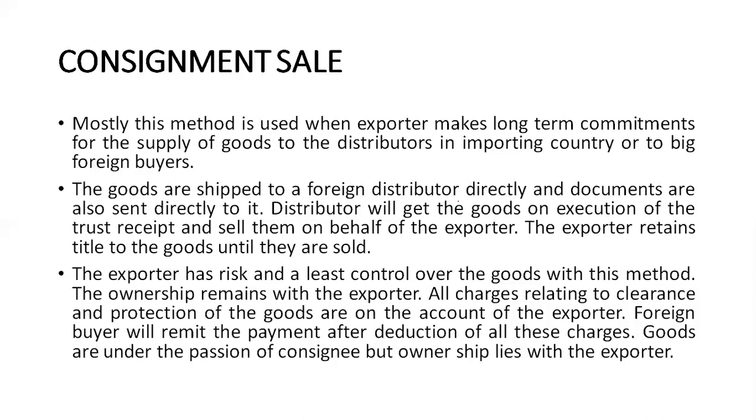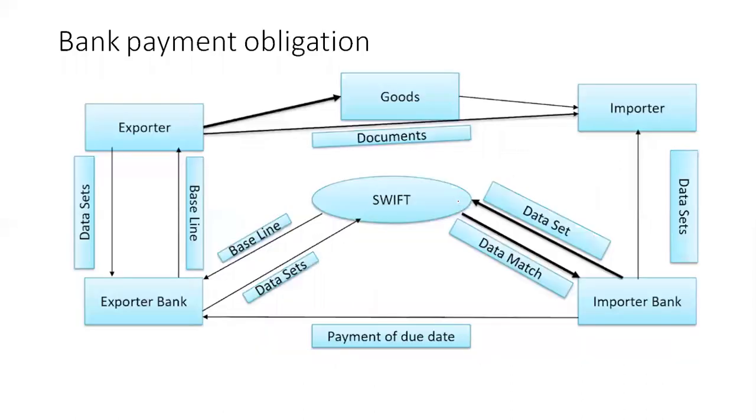Okay, the exporter has a risk and the least control over the goods with this method, because the exporter has already shipped the goods. That means he lost his control. The title and the ownership remain with him, but I am talking about the control. The ownership remains with the exporter. All the charges relating to the clearance and the protection of the goods are on the account of the exporter. So all the costs related to that import, as well as other local transportation, need to be borne by the exporter only. The foreign buyer will remit the payment after deduction of all these charges, and the goods are under the possession of the consignee, but ownership lies with the exporter. This is the most important thing.